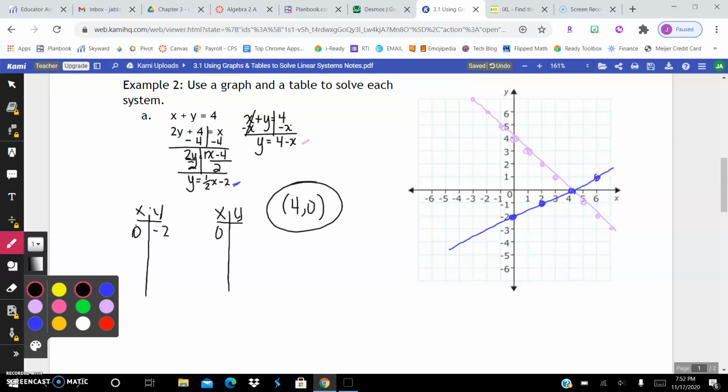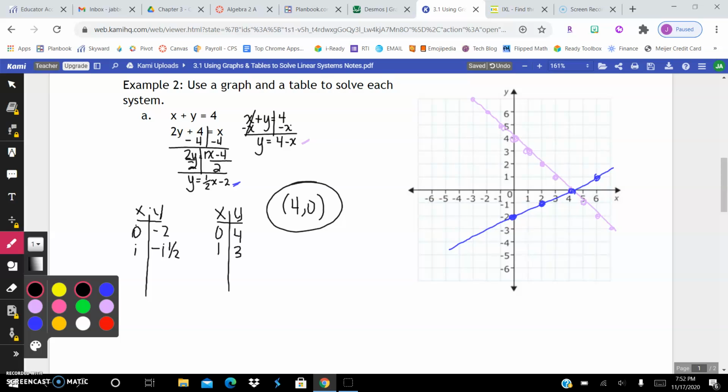And then for the other one, we would have 4 minus 0, and that would be 4. So those aren't close together, so then I have to pick another value. 1/2 times 1 is 1/2, and 1/2 minus 2 would be -1.5. And then 1 in the other one would be 4 minus 1, that's 3. So a little bit closer together, but still not where we need to be. So we need to continue on with this until we figure out where they're the exact same.